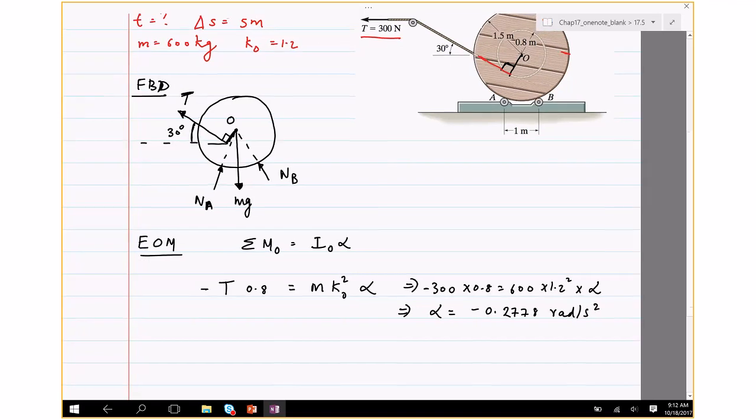In other words, what it's telling me is that the spool is turning clockwise, which makes sense, right? The moment of the tension is clockwise, so it will cause the spool to turn clockwise. So alpha is 0.2778 radians per second square clockwise.